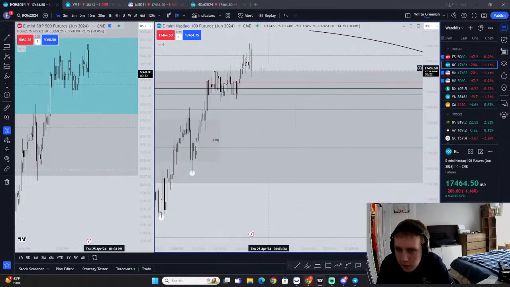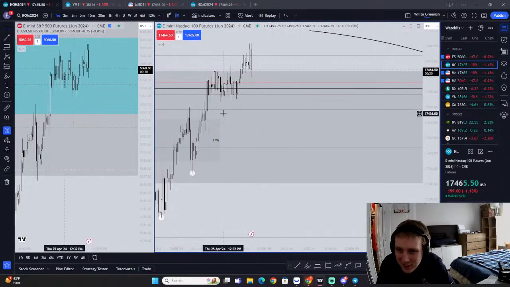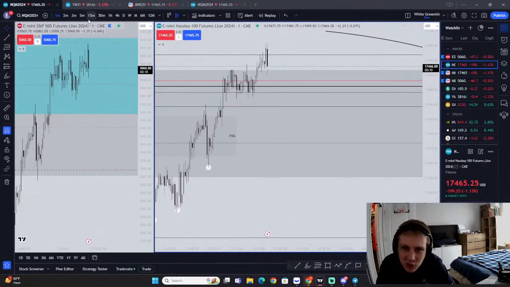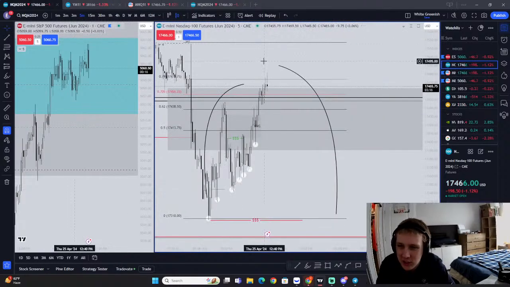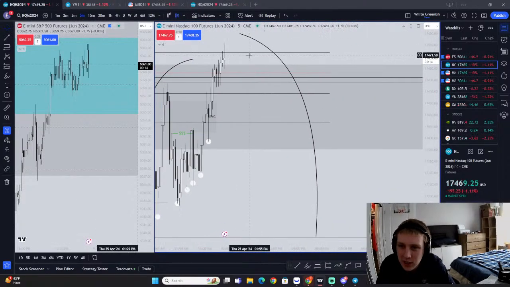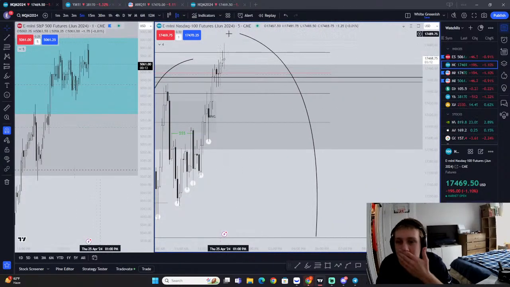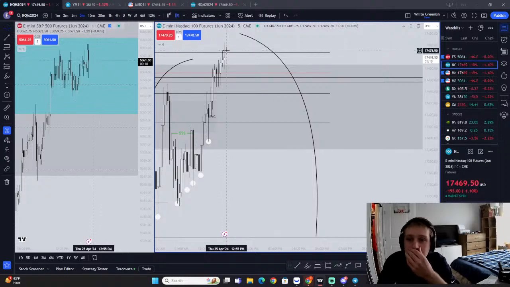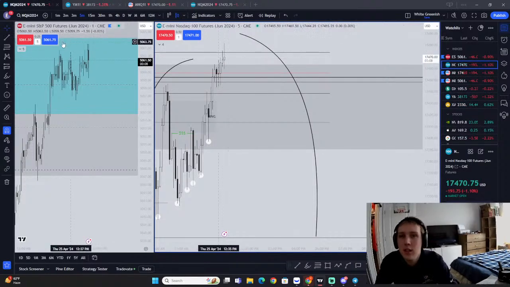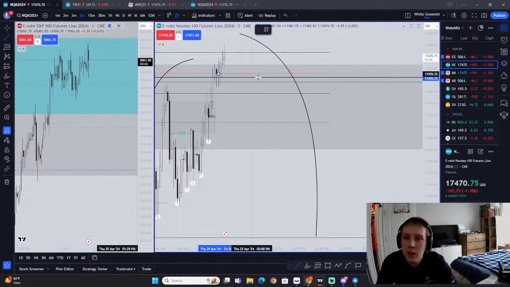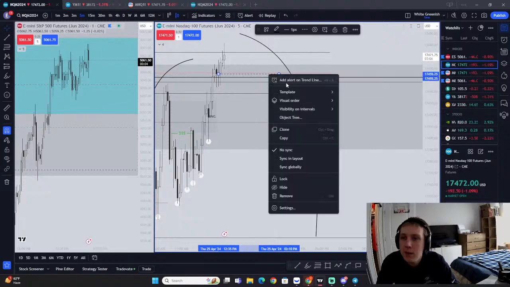Order blocks are still holding. We've yet to have a true displacement and true change of state delivery. Ideally, I would like to see that on the 5-minute. So I want to see a 5-minute change of state delivery. That 5-minute change of state delivery would be here. So we'll see if that happens.